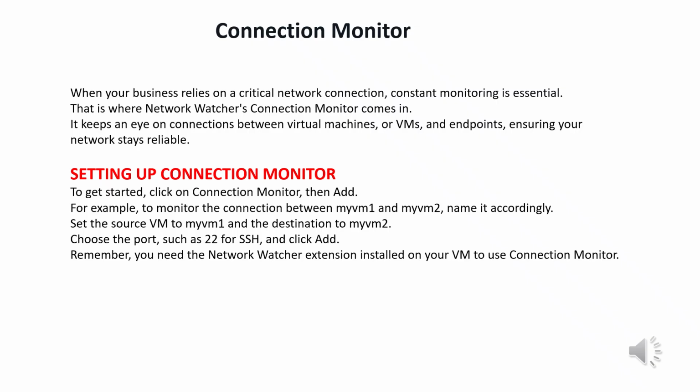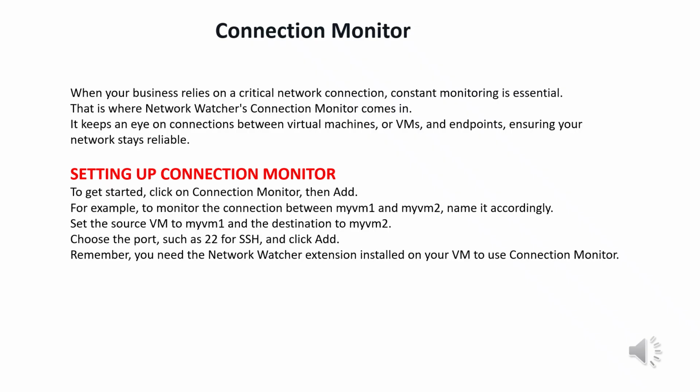When your business relies on a critical network connection, constant monitoring is essential. That is where Network Watcher's Connection Monitor comes in. It keeps an eye on connections between virtual machines, or VMs, and endpoints, ensuring your network stays reliable. To get started, click on Connection Monitor, then Add. For example, to monitor the connection between myVM1 and myVM2, name it accordingly. Set the source VM to myVM1 and the destination to myVM2. Choose the port, such as 22 for SSH, and click Add.